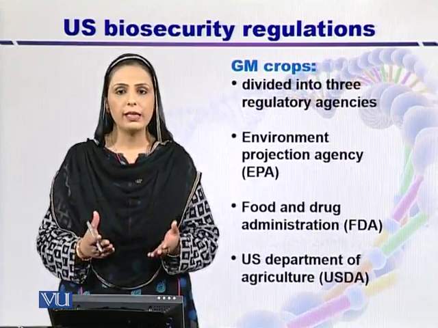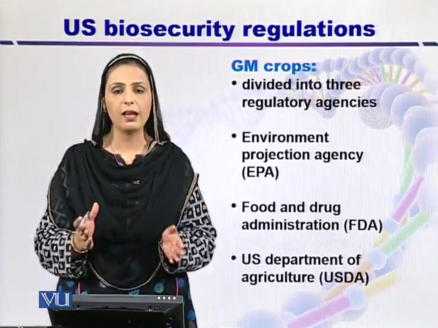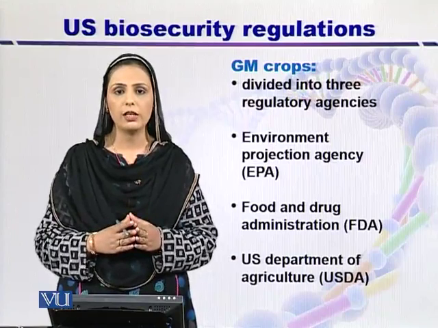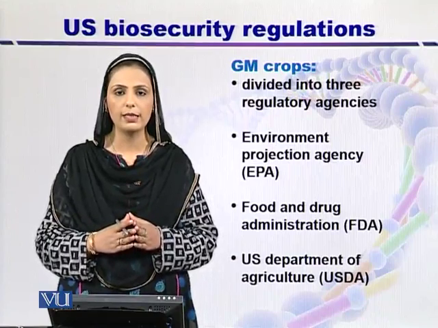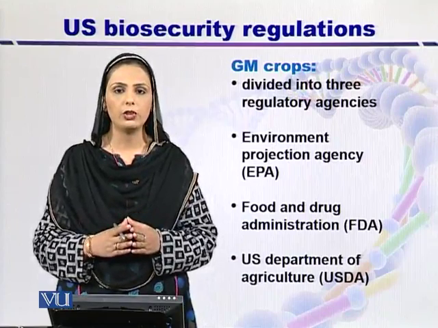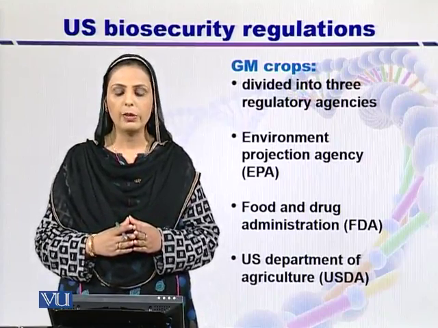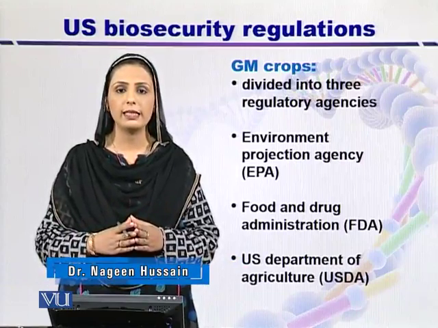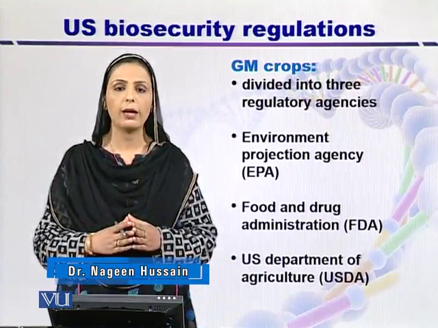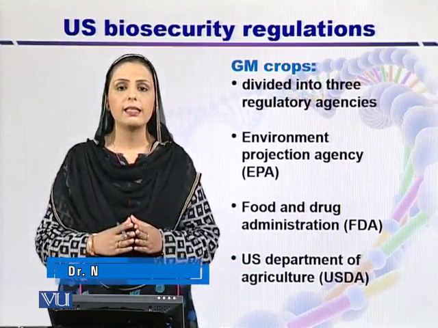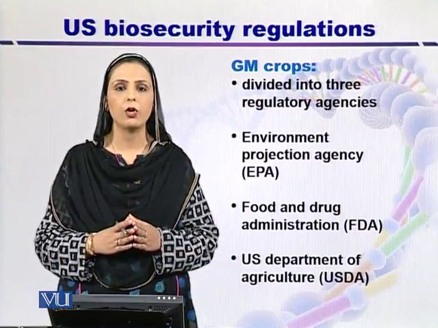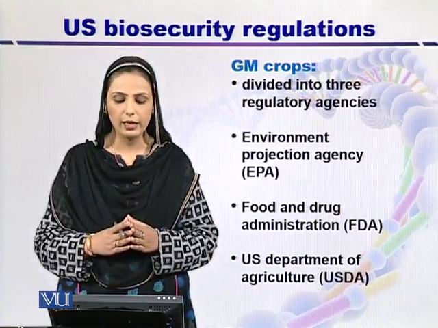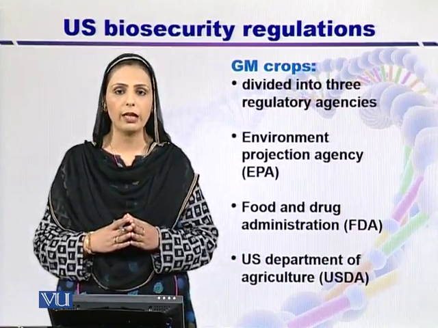Now, biosecurity legislation is vast and it is applicable to the field of agriculture, health, and pharmaceutical industries. It involves transgenic animals as well. So let's talk about genetically modified crops, in which the agencies are divided into three categories. The first one is EPA, which stands for Environment Protection Agency. The second one is FDA, which stands for Food and Drug Administration, and the third agency is USDA, which stands for US Department of Agriculture.